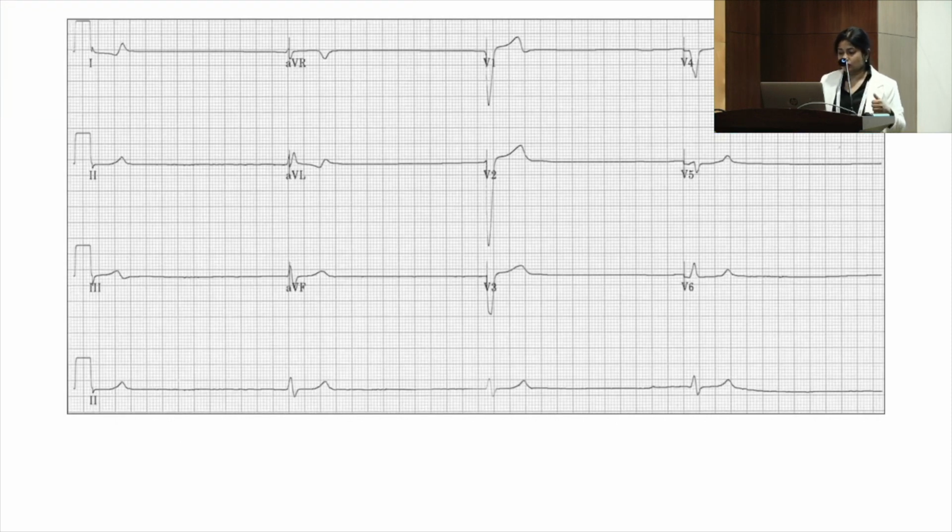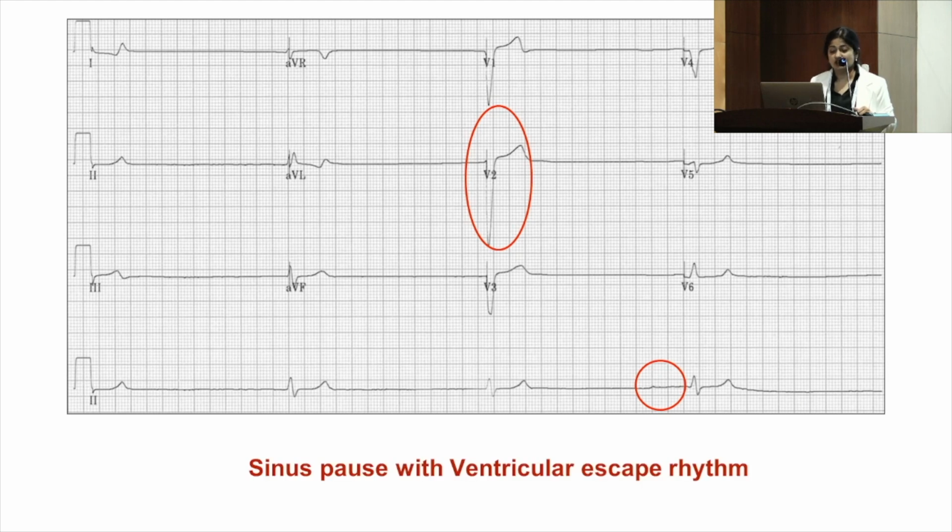So what can you see in this? How are the complexes? Wide complex. Are P waves there? Yes, one P wave. But if you see, it is a 6-second ECG with only one P wave. So what is happening here? Sinus pause with ventricular escape rhythm.